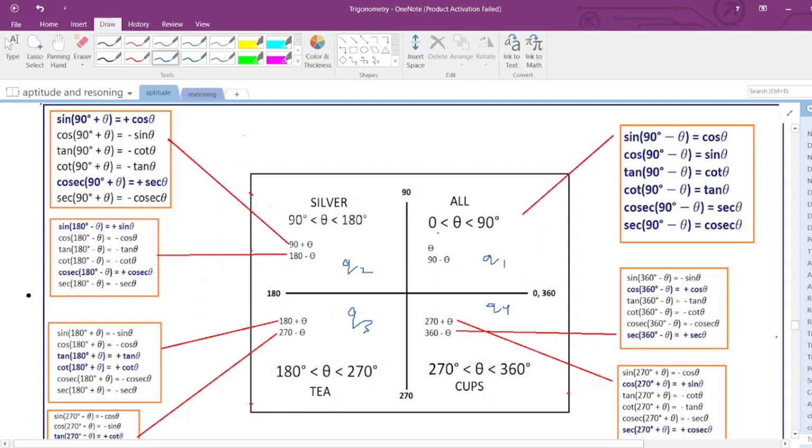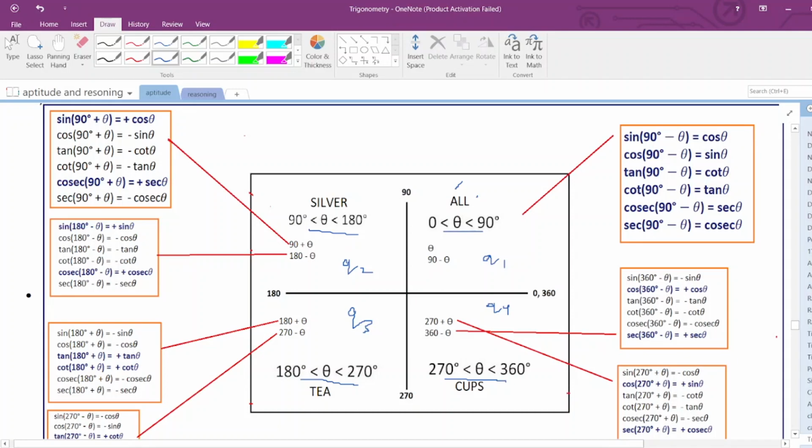Since quadrant 1 is between 0 to 90 degrees, the same way, quadrant 2 is 90 to 180 degrees, quadrant 3 is 180 to 270, and quadrant 4 is 270 to 360 degrees. Now see here, I mentioned "all silver tea cups", right? All, in the sense, what are the functions we have? What are the ratios we have? Sine, cos, tan, cot, cosecant and secant. There are six, right? In this first quadrant, all will become positive.